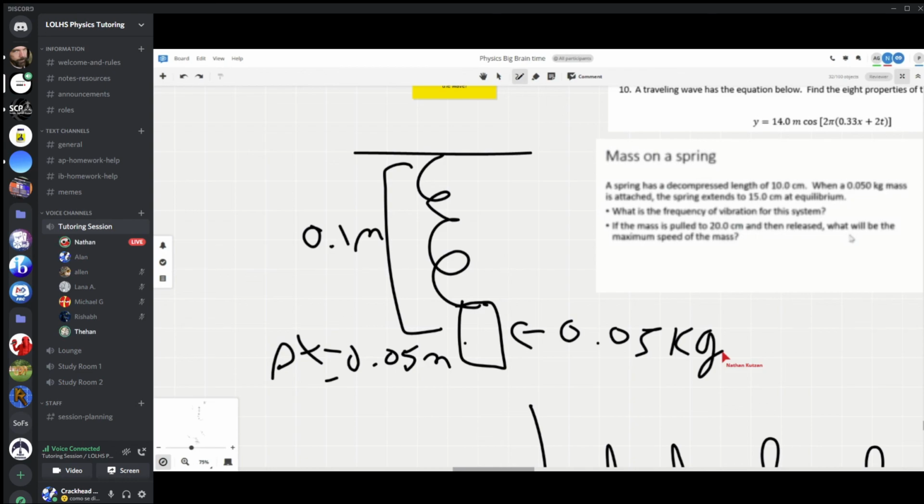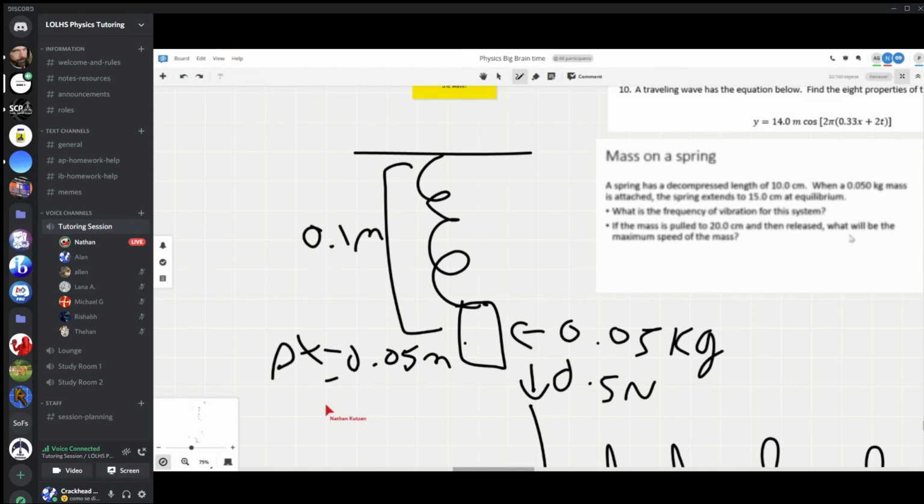Uh, 0.05 times 9.8. Yep, or just 10 in this case because it's easier. I don't know if on his test he requires you to do 9.8, but like we said before, on AP 10 is fine. So 0.05 times 10 is just 0.5. Yep. So 0.5 newtons is being exerted by the box downward. And it said this was at equilibrium, so we know that the force exerted by the spring is 0.5 newtons upward because nothing's moving.